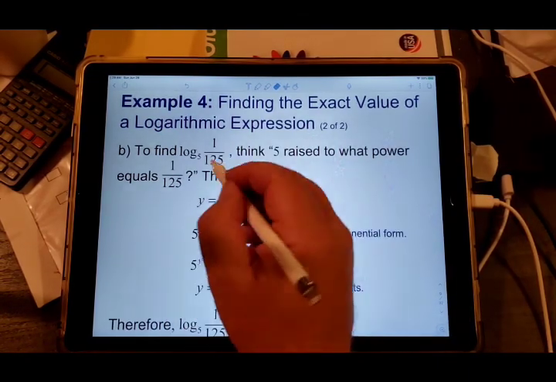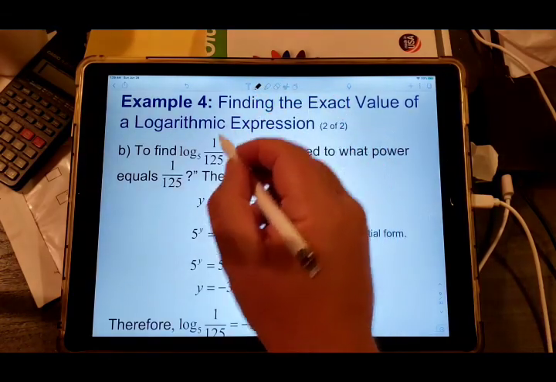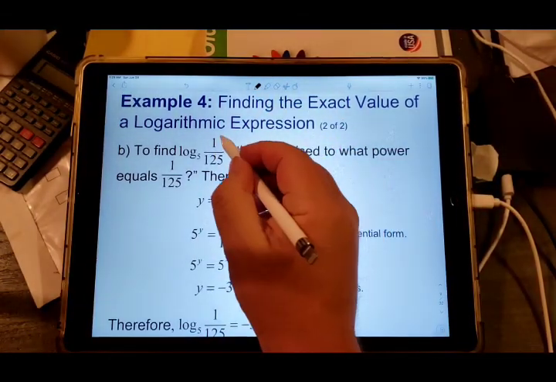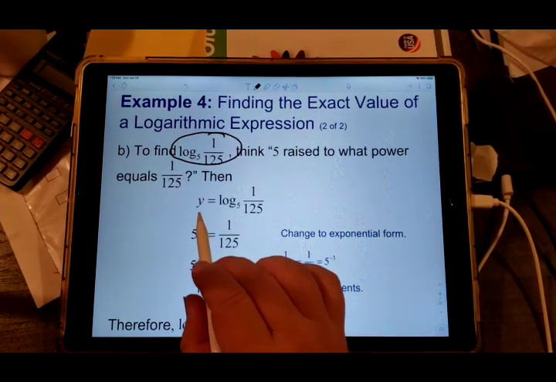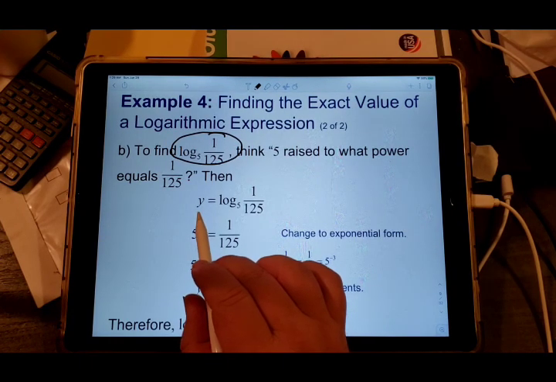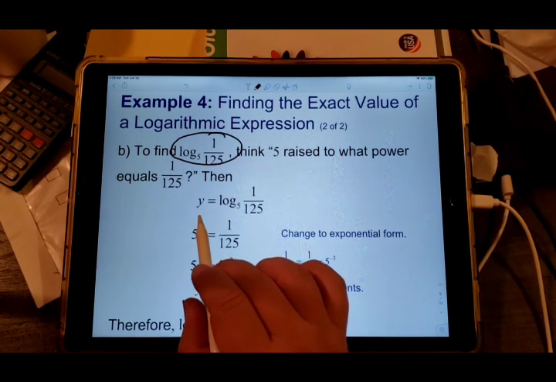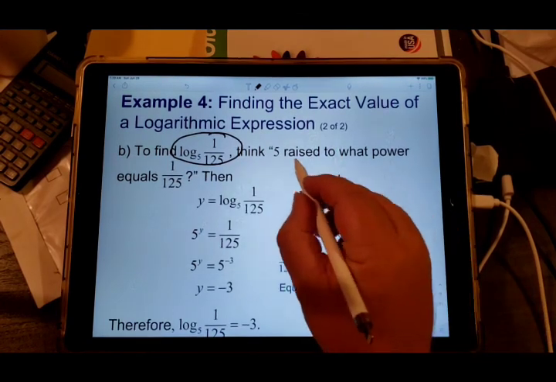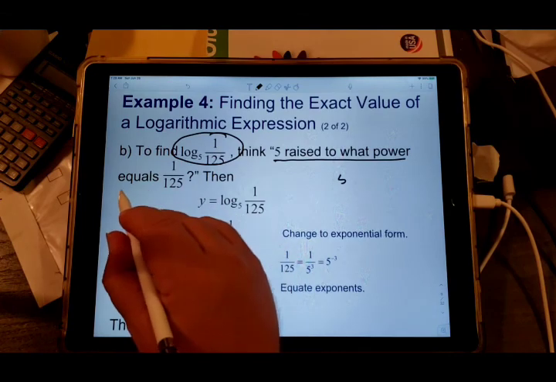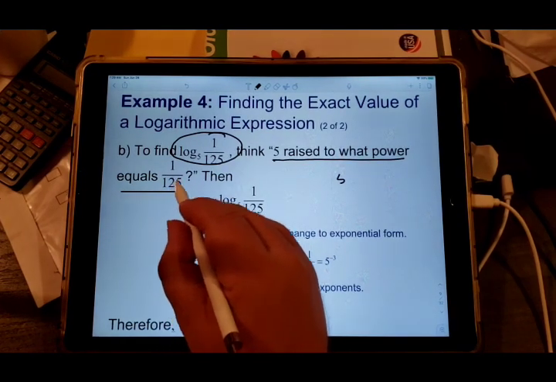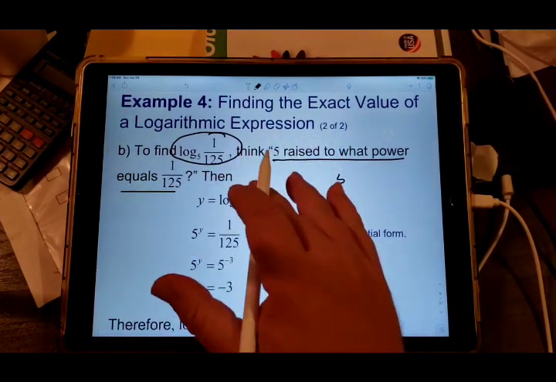How about this one? All right. So if you don't see the answer right away, you answer the question that the logarithm asks. They say it well here: 5 raised to what power equals 1 over 125? That's the question.